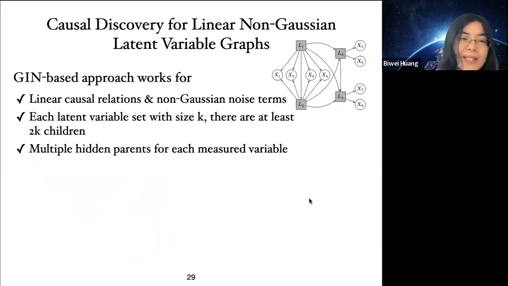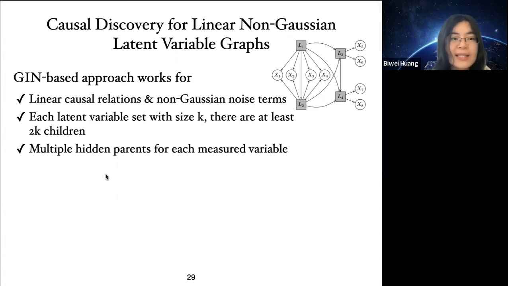Overall, the GIM-based approach works for latent variable graphs with linear causal relations and non-Gaussian noise terms. And for each latent variable with size k, it requires at least 2k children. And moreover, it allows that for each measured variable, there can be multiple hidden parents.